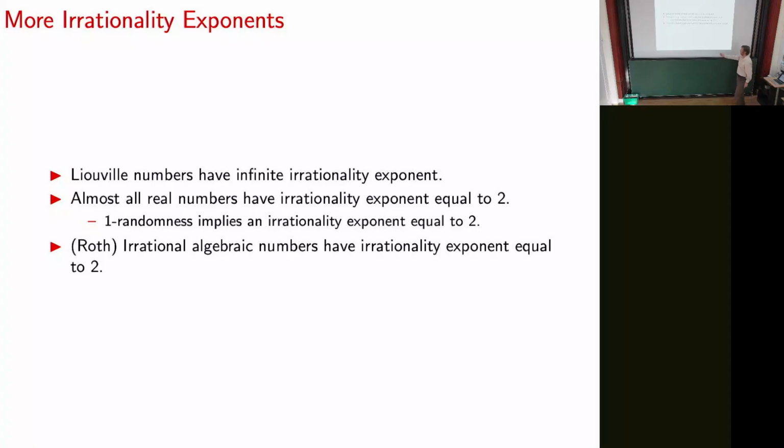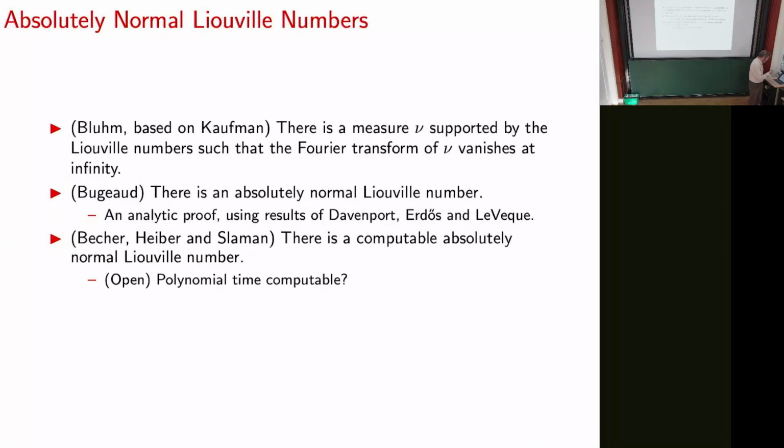Roth's well-known theorem proved that irrational algebraic numbers have irrationality exponent equal to 2. They look like random reals, which I believe prompted Borel's conjecture that irrational algebraic numbers should be absolutely normal. Okay, so now, however, there's an interesting non-correlation between close rational approximation, in terms of the exponent of irrationality, and normality.